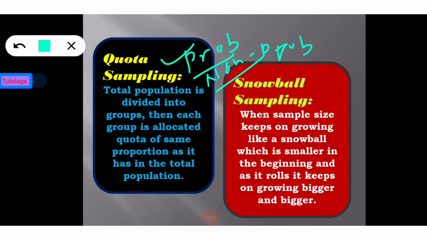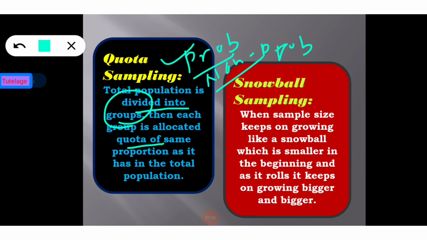So, in quota sampling, the total population is divided into some groups. Not strata, not clusters, and not anything else. So basically, the total population is divided into some groups, and then each and every group is allocated a quota of the same proportion as it has in the total population.